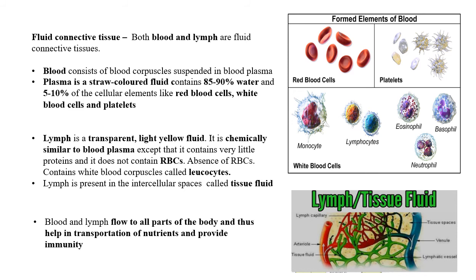Let's see what RBCs are. RBCs are circular, biconcave, disc-like and lack nuclei. This increases their surface area for gaseous exchange and accommodates more hemoglobin in them.